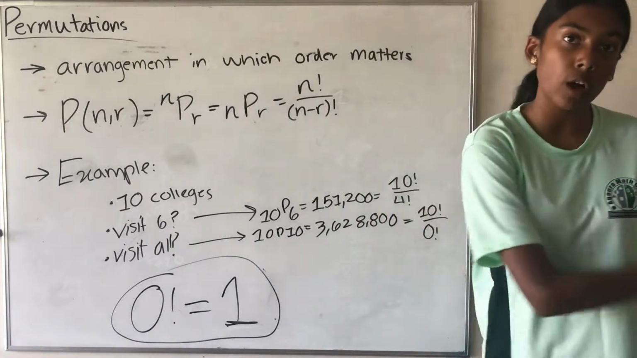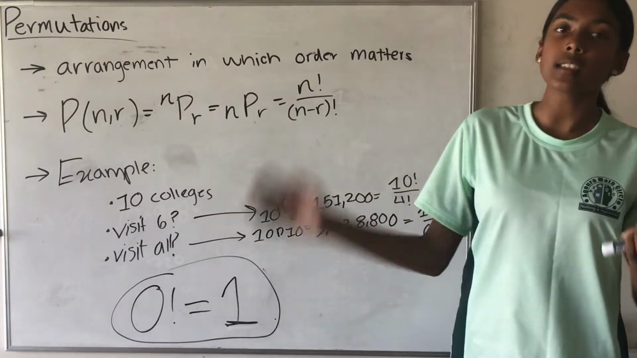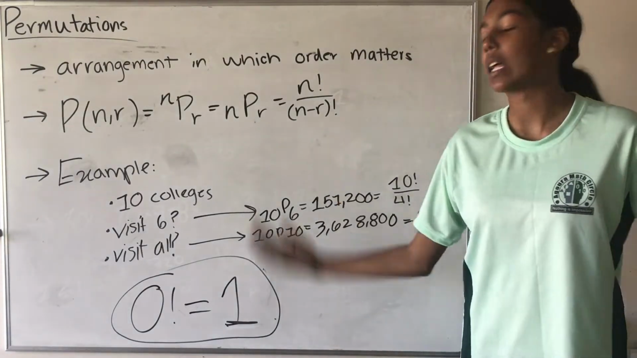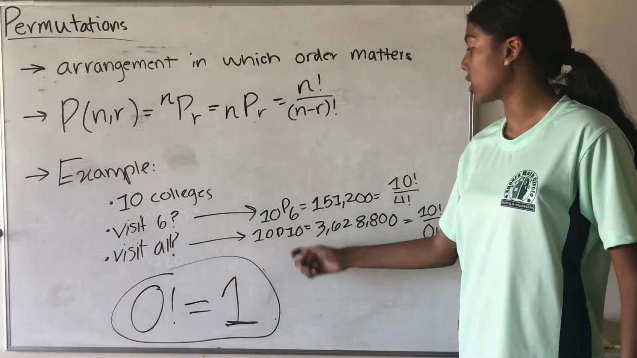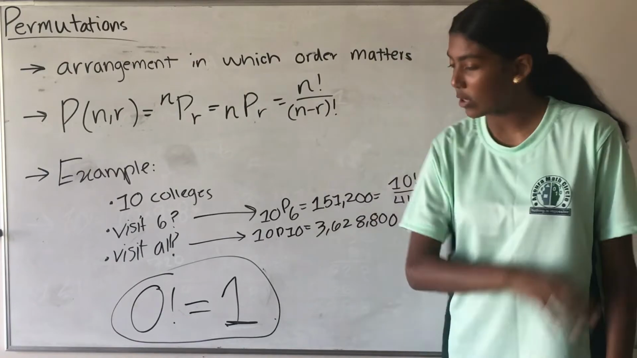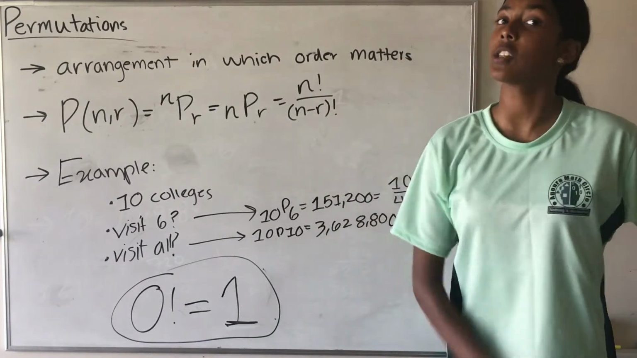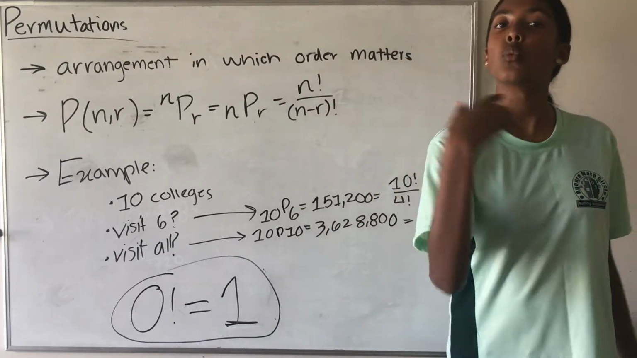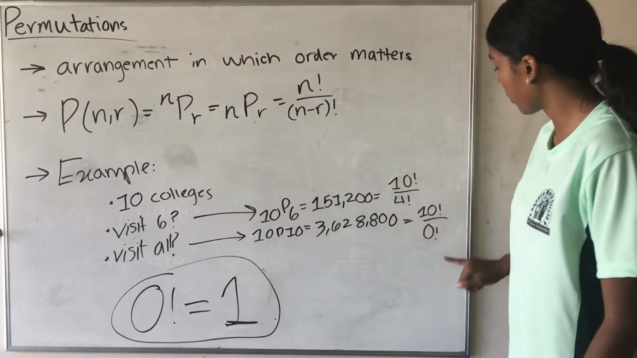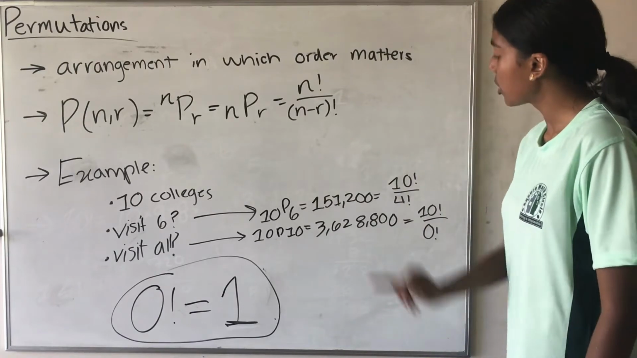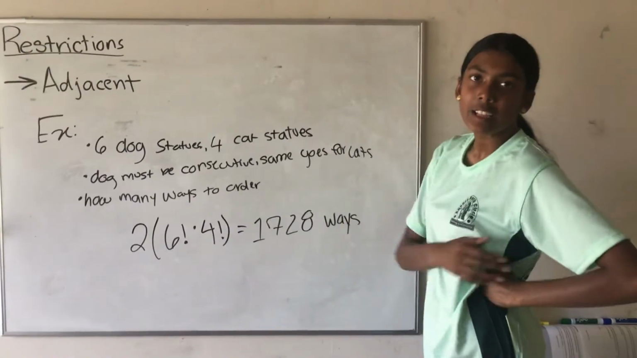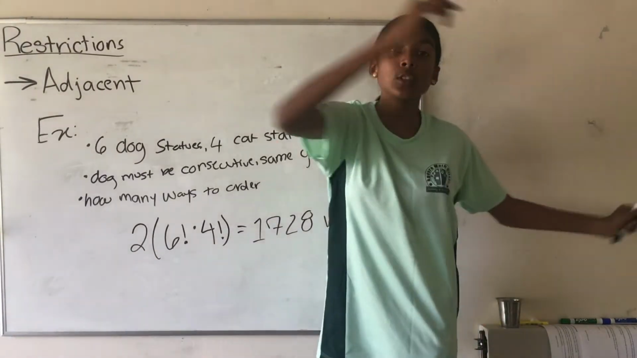In how many ways can you visit all of them? Well, that's the same thing. There's an order here because you have to decide which one you want to go first, second, and so on. So that's 10 permutation 10. And so it's 10 factorial over 10 minus 10 factorial, which is 0 factorial. And something I forgot to mention earlier is that 0 factorial is equal to 1. So 10 factorial over 0 factorial is 10 factorial over 1, which is 3,628,800.